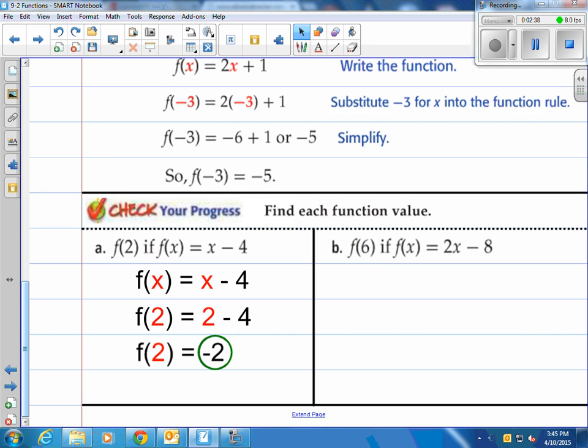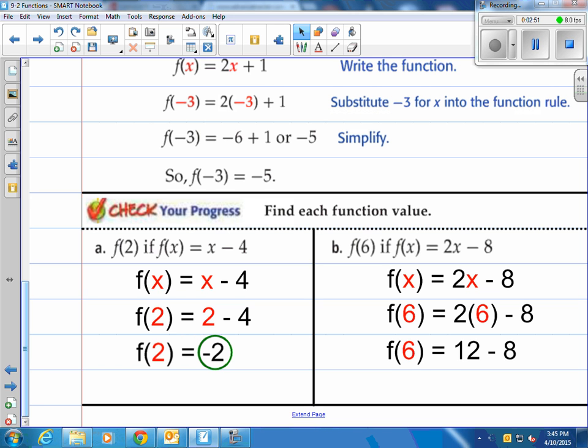When you do the math problem. All right, same over here on B. f of 6, let's place 6 inside for x. And we have 2 times 6 minus 8. That's 12 minus 8, which of course is 4. So the function of 6 is 4, given this function.